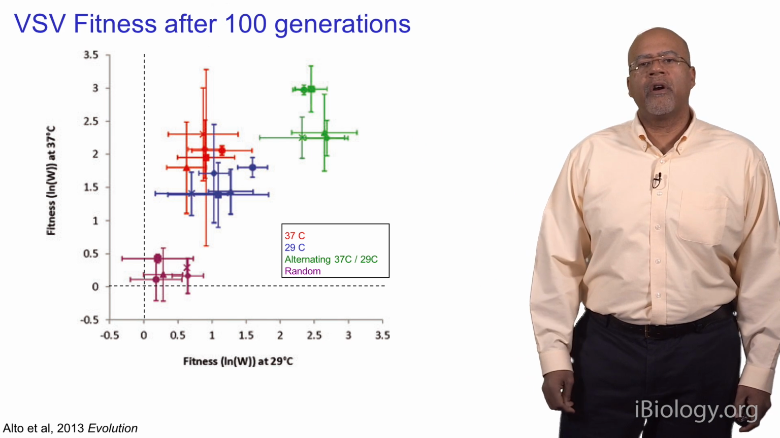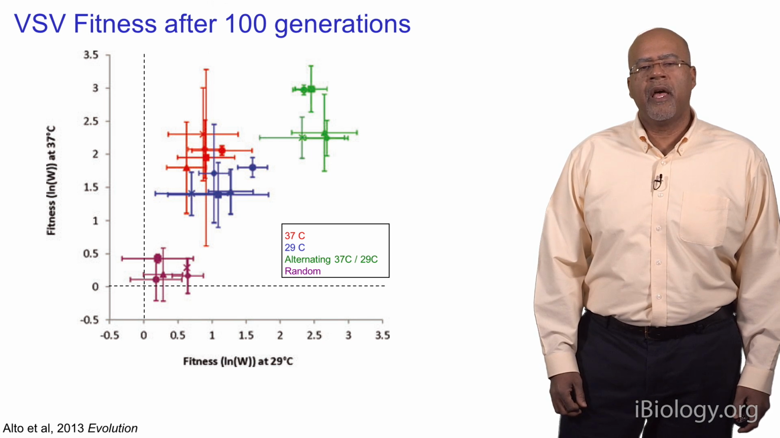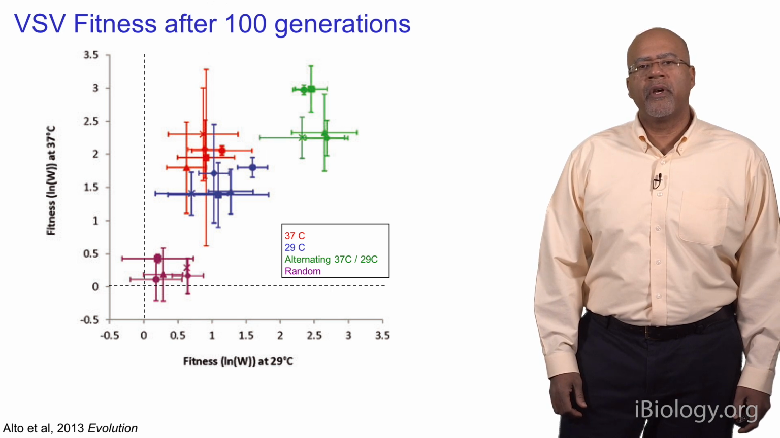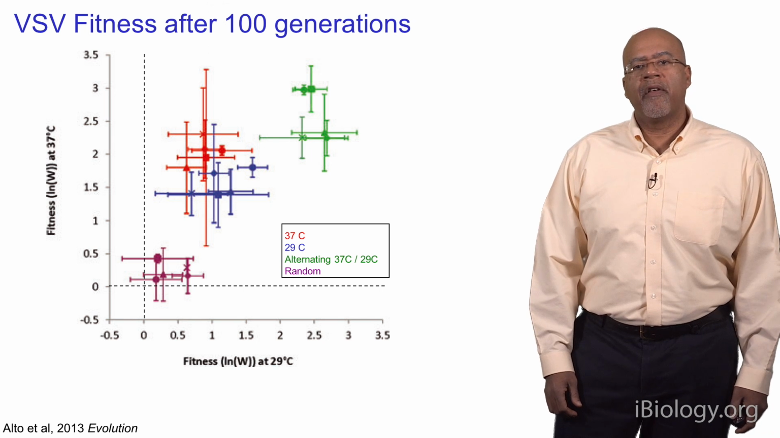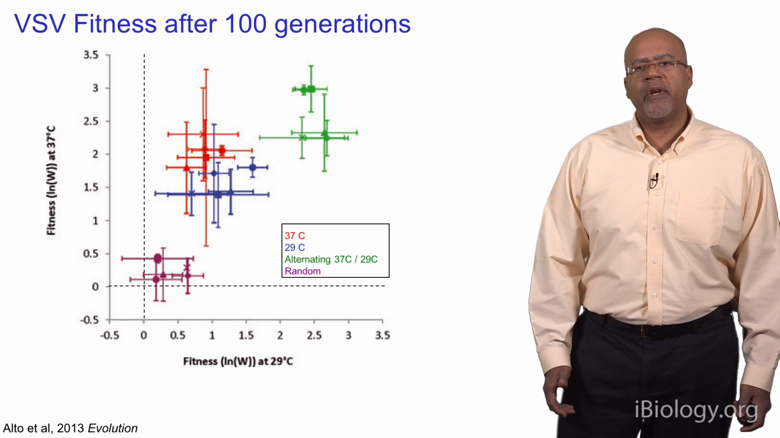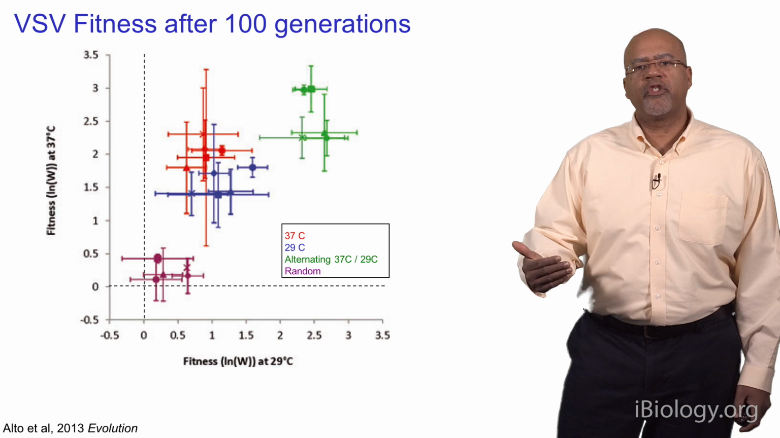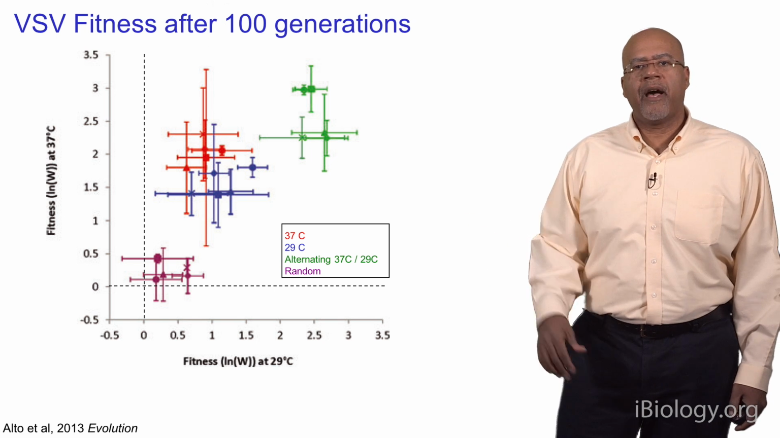The same thing occurred for the lineages that saw only 29C as the challenge. Interestingly, in green, we have an alternating environment where populations improved, in some cases, more than populations that saw only a constant environment. And that's intriguing because it shows that populations can improve even though they see the challenge only half the time as their counterparts.